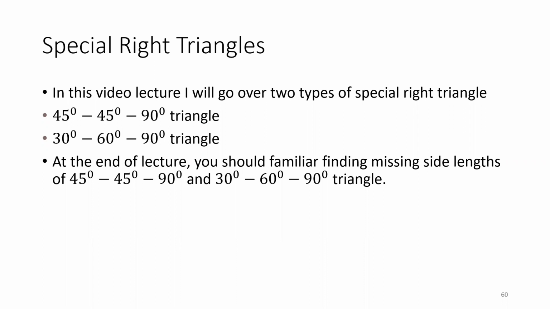Just like what I said, in this video lecture, I will go over two types of special right triangles, the 45, 45, 90 and the 30, 60, 90 triangle. And then at the end of the lecture, you should be familiar with finding the missing side lengths of those two special triangles. Okay.